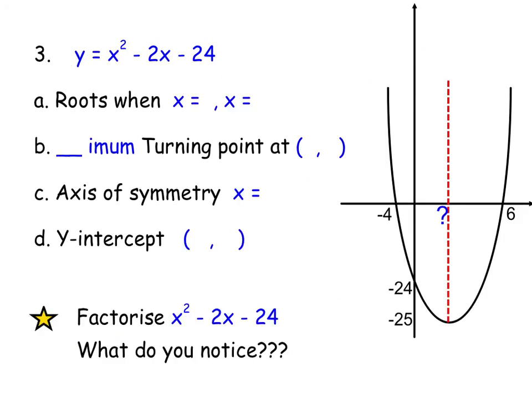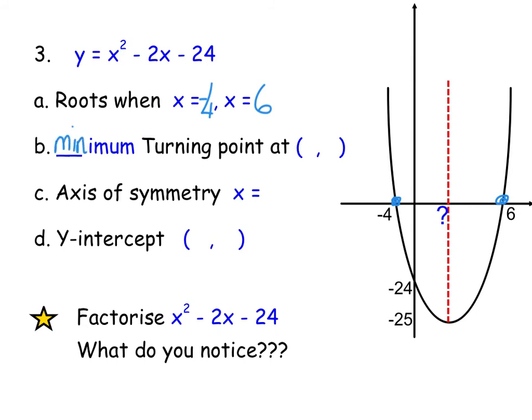And then question 3, my last one. We're back to a smiley face, a positive x squared. So it says, when are the roots? So the roots can clearly be seen here as where it cuts the x-axis, minus 4 and 6. So x equals minus 4, x equals 6. This has got a low turning point, so this is a minimum.